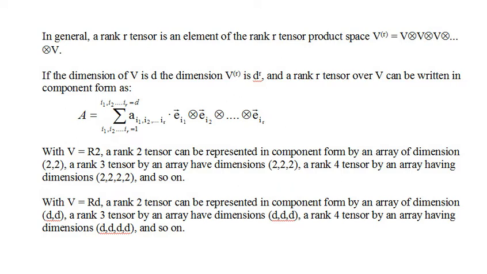With V being a D-dimensional vector space Rd, a rank 2 tensor can be represented in component form by a D by D array, a rank 3 tensor by a D by D by D array, and a rank 4 tensor by a D by D by D by D array, and so on.